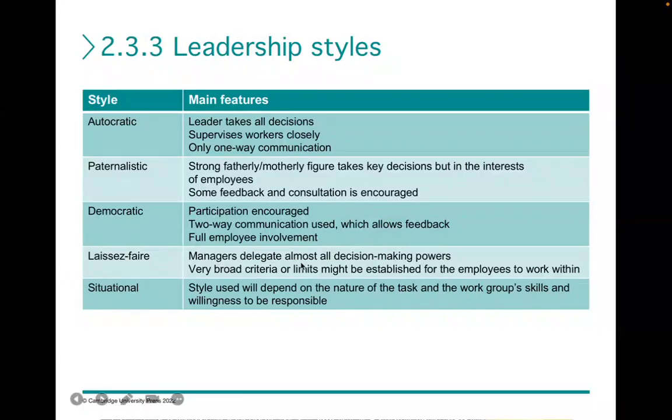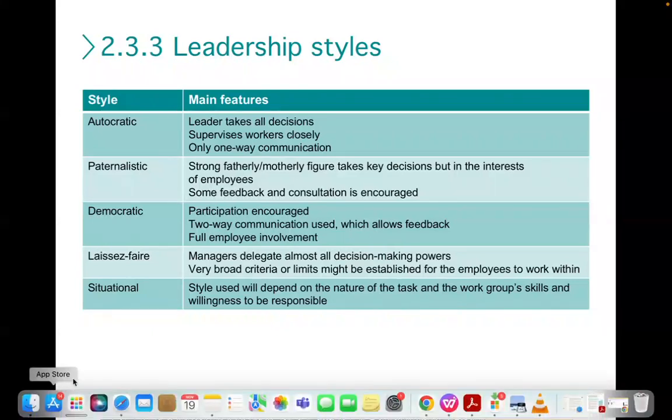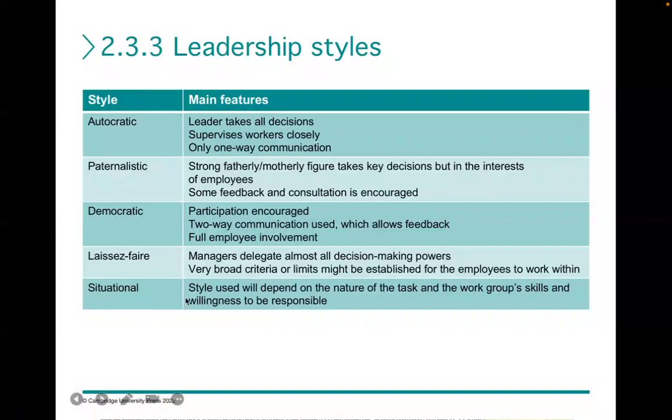Laissez-faire is where the manager says, you can make the decision on your own, I trust you, and you can therefore make all of the decisions without maybe even asking the manager anything. And situational changes from situation to situation, using one of these four styles.